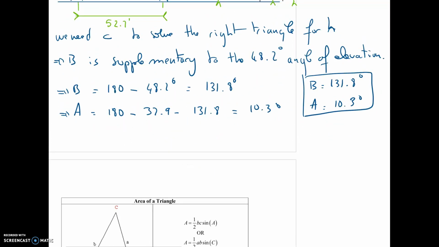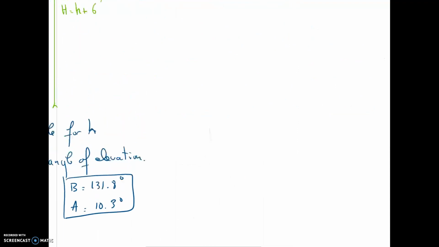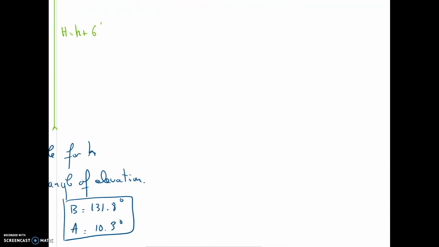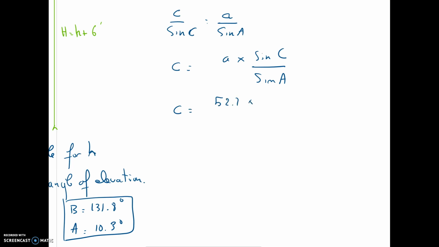All right. Let's continue on the side right here. Using my law of sine, C over sinus of the angle C equal A over sinus of the angle A. That means that C is equal to A times sinus of the angle C divided by the sinus of the angle A. I substitute the values. C equals 52.7 multiplied by the sinus of 37.9 over the sinus of the angle A, which I know now is equal to 10.3 degree. And I find the value of the length of the triangle, C equal 181 feet.